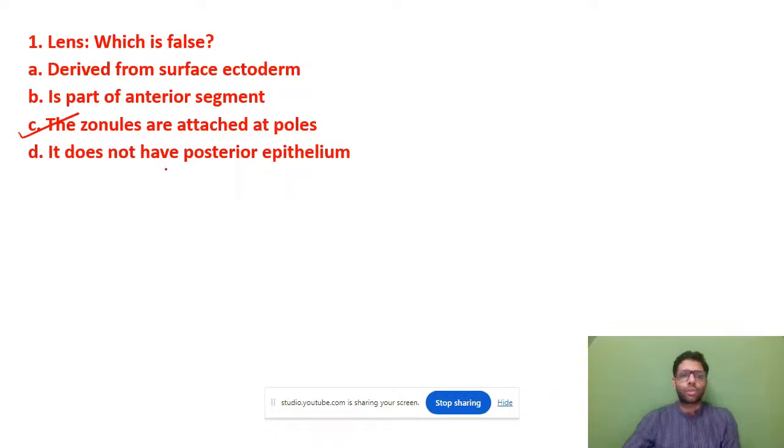No, that is the answer. Correct answer over here: zonules are not attached at the poles. Zonules are attached at the equator of the lens. The poles are anterior and posterior pole, and equator is 360-degree. The zonules are attached over there. And yes, the lens does not have posterior epithelium because in embryonic life, the posterior epithelium forms the lens fibers. So that's the first question. C.